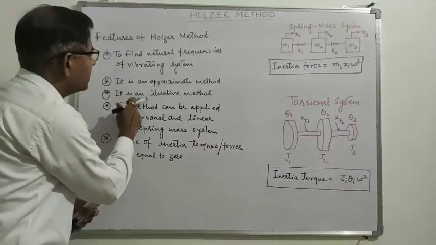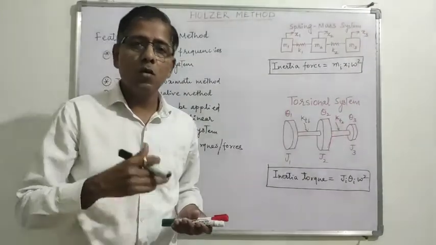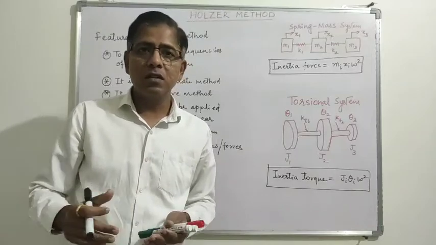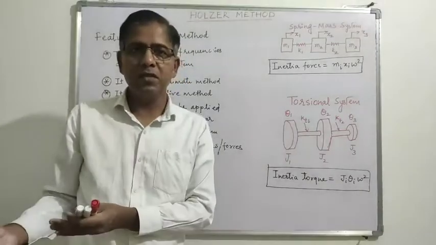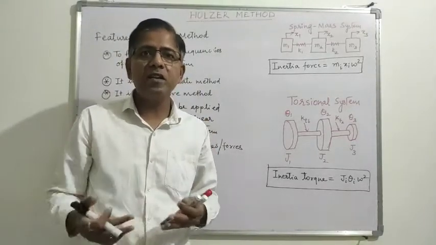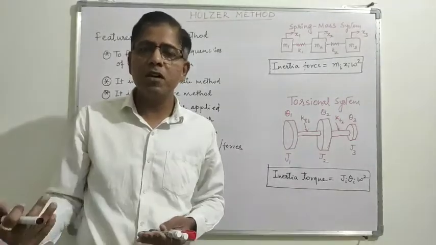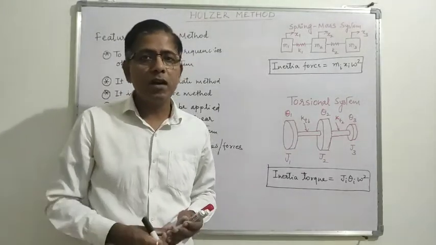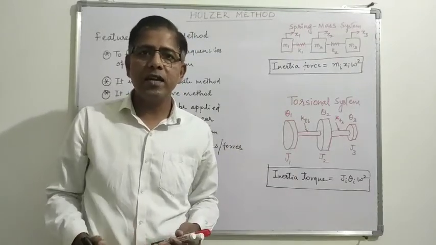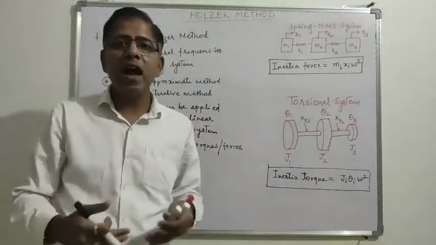Then the third point, it is an iterative method. We need to carry out various iterations to converge to the natural frequencies. We need to assume something, and then carry out the iterations. We are going to see how these iterations are carried out, but let me just tell you one thing, that it is an iterative method.